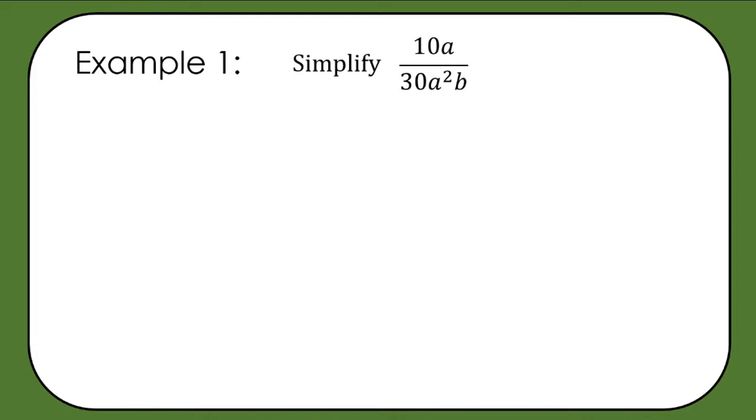Okay, so if we think about this first example, this isn't going to require any factorisation on our part because it's actually already factorised. We can see what the factors of the numerator and the denominator are. So the numerator is 10 times a. The denominator is 30 times a squared, which is a times a times b. So then we can look for common factors. There's clearly a common factor of 10. So let's divide both the numerator by 10 and the denominator by 10.